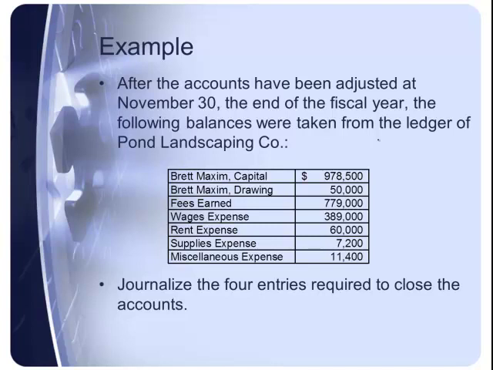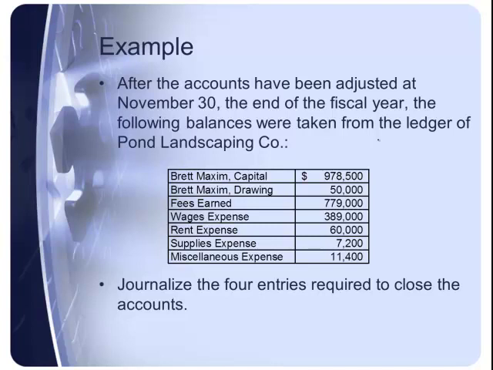So let's look at this example. The accounts have been adjusted and they've done financial statements. Following balances were taken from the ledger upon landscaping company. They ask us to journalize the 4 entries required to close the accounts. The good thing is, with closing entries, you know exactly which entries you're going to have. You're only going to have 4.